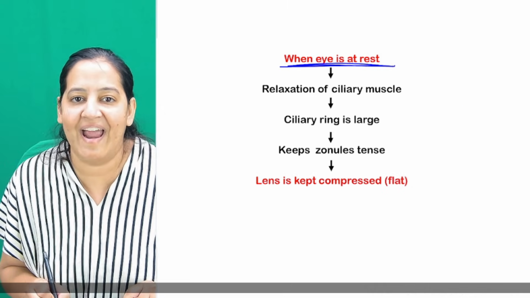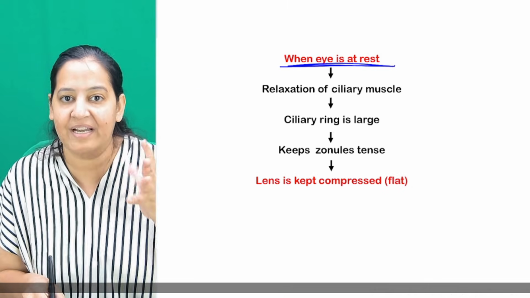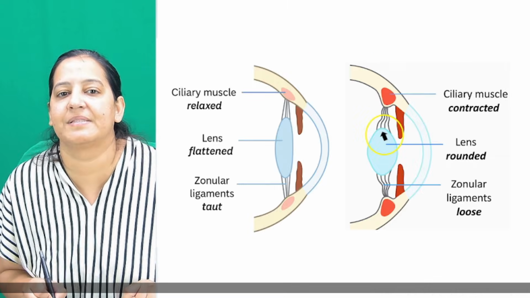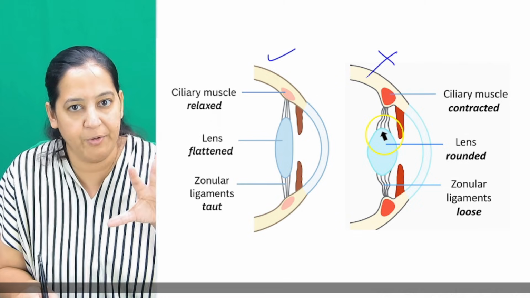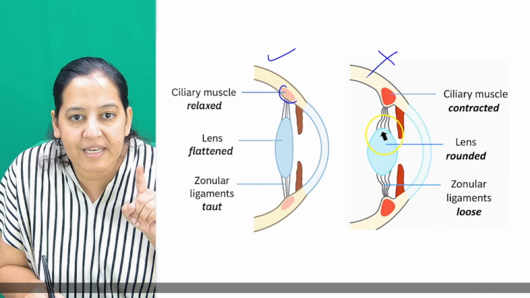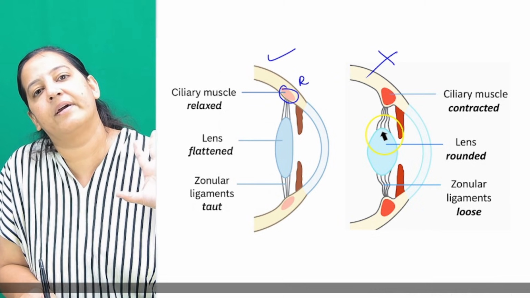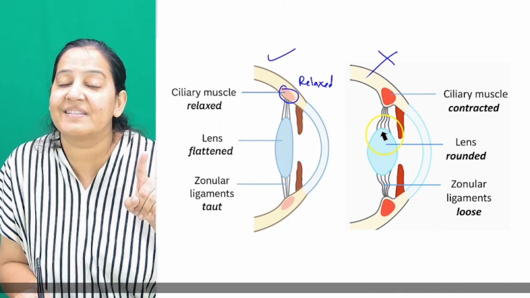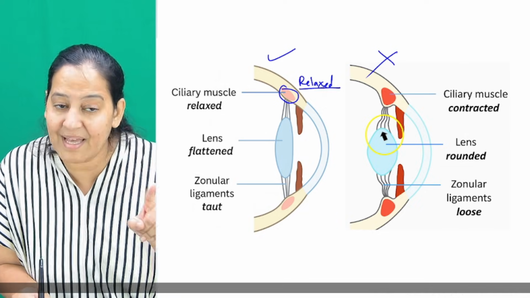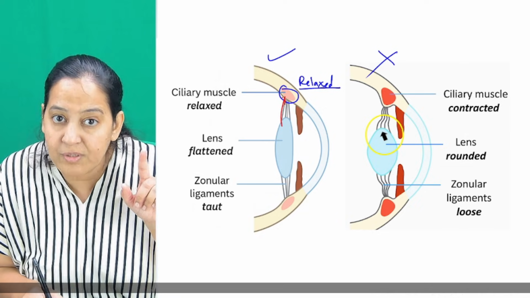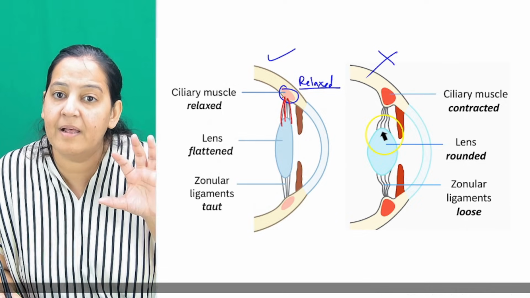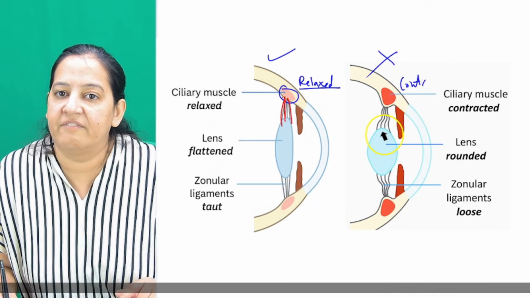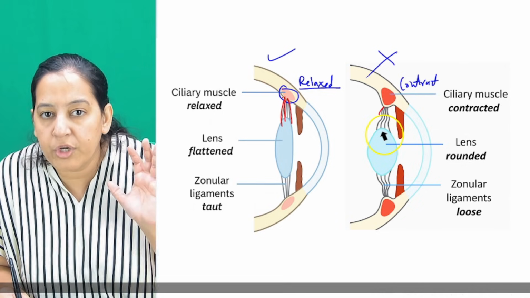So first you see at rest. At rest, what is happening? Whenever the eye is at rest, there is relaxation of the ciliary muscle. Appreciate the first diagram, don't see the second. Appreciate the ciliary muscle, it is relaxed. Now please understand one funda. When the ciliary muscle is relaxed, the zonules are tight. They are reverse. And when the ciliary muscle contracts, the zonules relax.